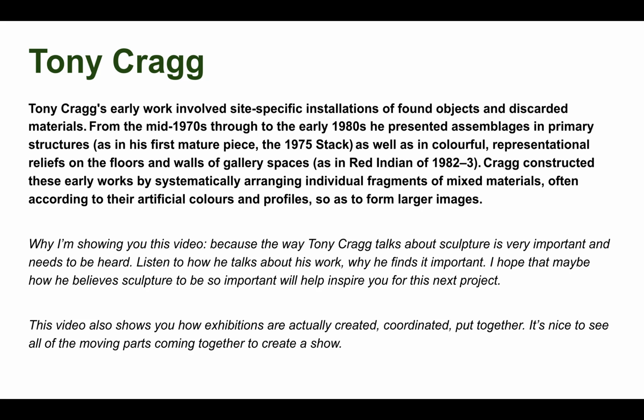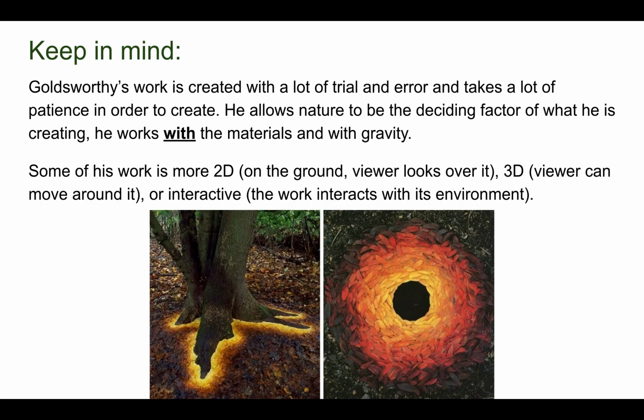So what that's pretty much saying is that he was taking mixed media, all these different materials, and putting them in order based on color or based on size, which is similar to what Goldsworthy was doing with both the tree stump and the circle on the right-hand side. He was taking these objects and putting them in order based on color to create a work of art.